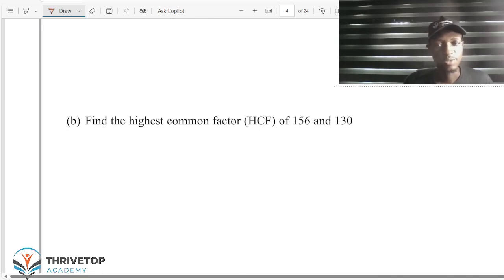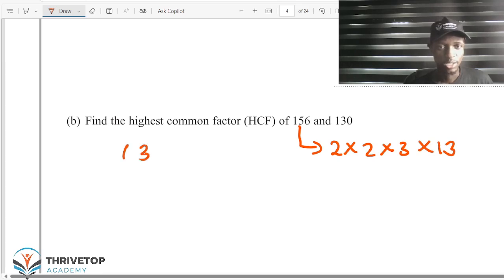It says find the highest common factor of 156 and 130. Now we are going to use the factor tree as well. So the product of this in index form is 2 times 2 times 3 times 13. So we need to find the product of 130 as prime factors. We are going to do the same thing here. You split this. What are the two numbers that you can multiply that will give us 130? That is 2 times 65.